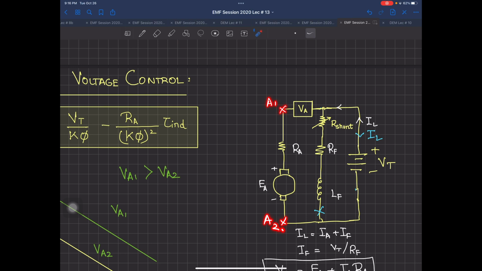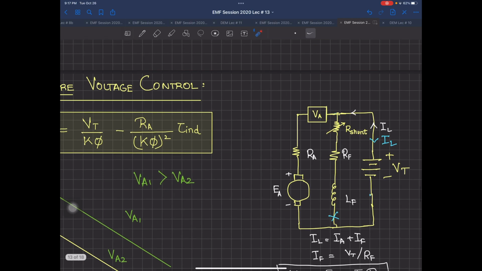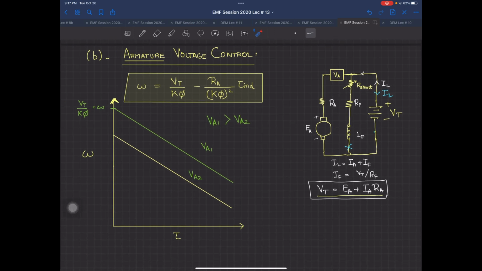Now practically in the lab, how you have been doing this is you have been changing this VT, but at the very same time you have been changing this R shunt resistance, so that the field current remains the same. In other words, you are doing the same thing. So when I come to the armature voltage control, we know the speed equation, the same speed equation we did in the previous speed control.